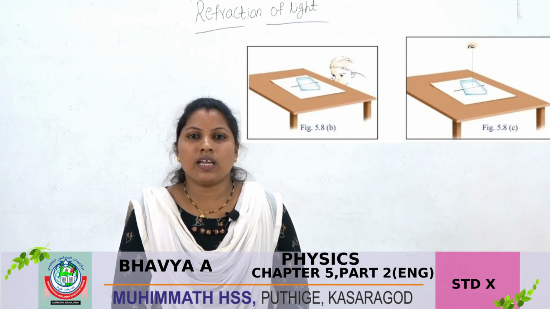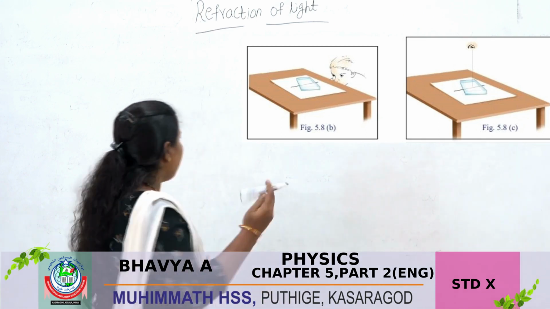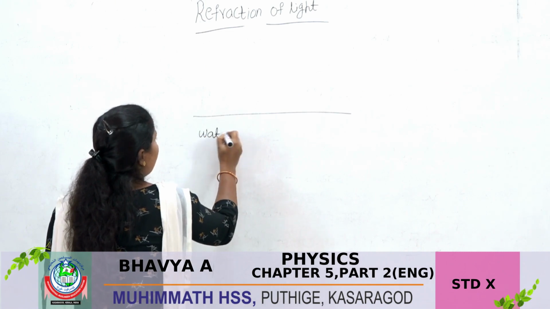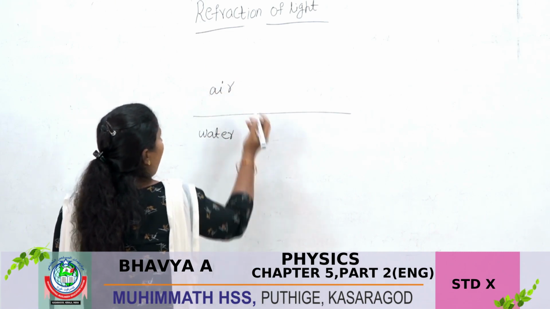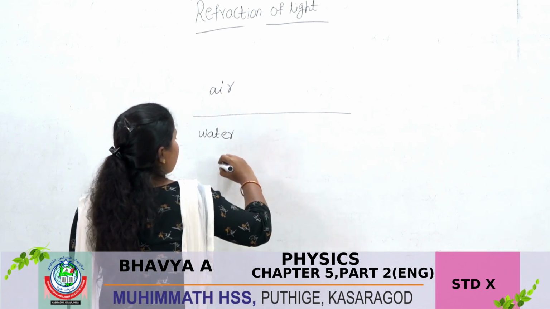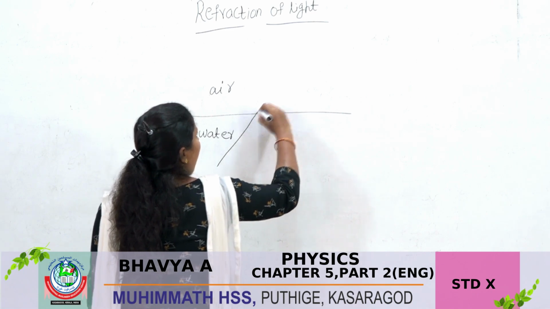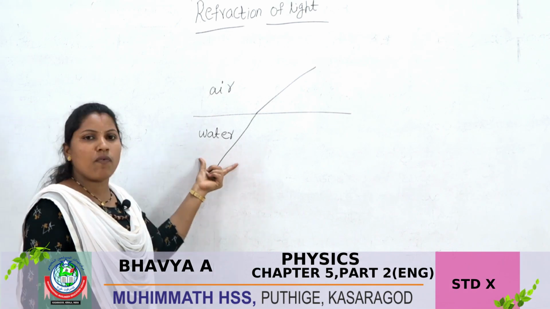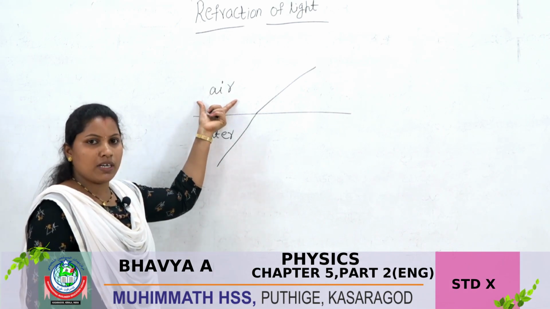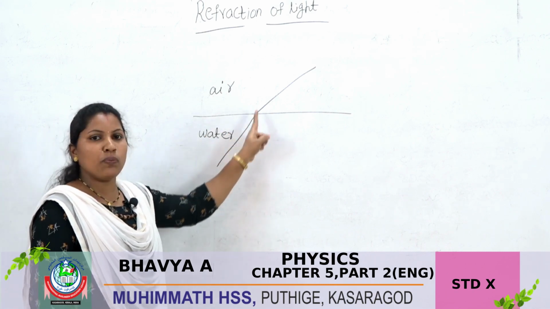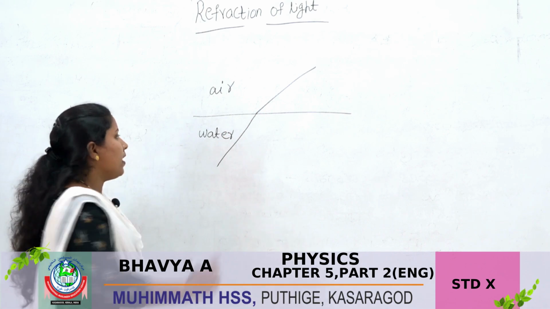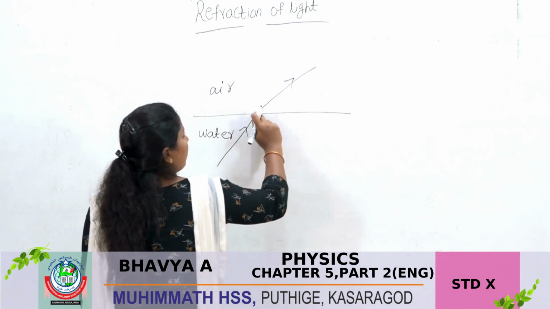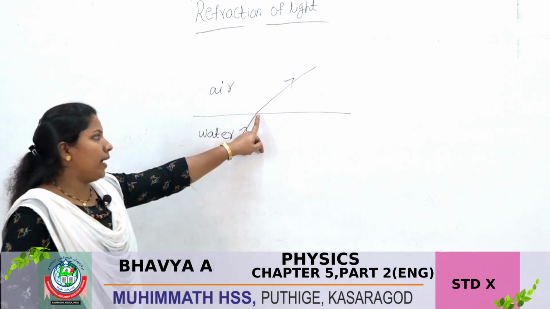What is total internal reflection? Consider here, there are two media. This is water, this is air. When a ray of light passes from water to air, what happens there? Refraction takes place. You studied that because the density of water and the density of air are different, at the surface of separation of the two media, refraction takes place. When a ray of light falls from water to air, at the surface of separation it bends.